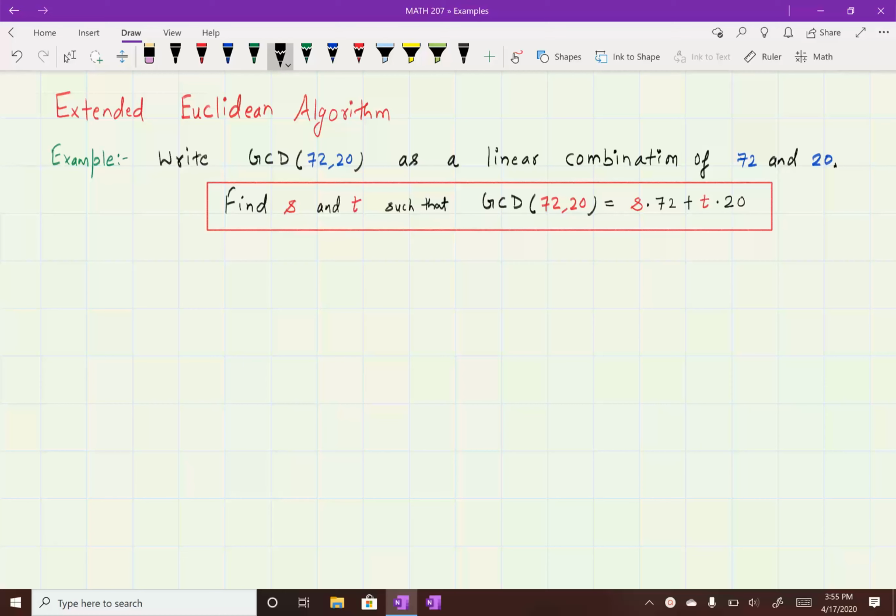Today we are going to learn how to use the extended Euclidean algorithm in writing the GCD of 72 and 20 as the linear combination of these two integers. That means we are trying to find those two constants s and t such that the GCD of 72 and 20 can be written as s times 72 plus t times 20.